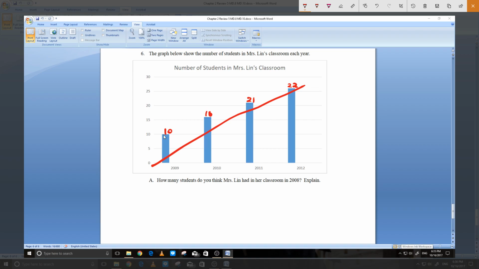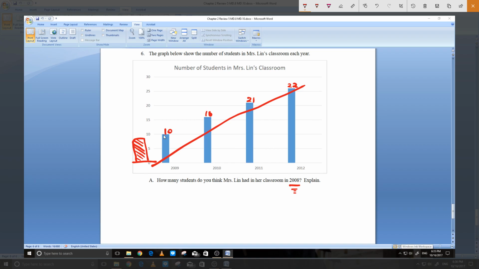Think about it this way. This is like a roller coaster going up, right? Going up. So since the roller coaster is going up, we are adding students each year. Look at how the number is getting larger. So the year is 2008. It should fall, if I was graphing it, somewhere here, right? I predict that in 2008 there were fewer than 10 kids. Fewer than 10. Now, why would I make this prediction?